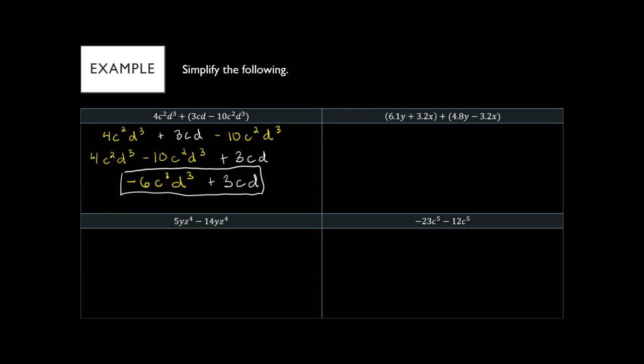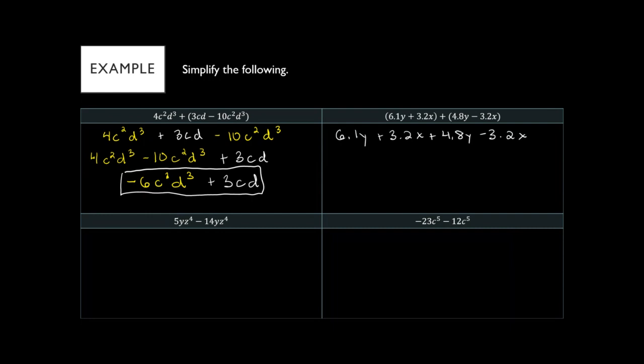Now on the right, we have 6.1y plus 3.2x plus 4.8y minus 3.2x. So we have decimals here. Same rules apply though. We don't have any numbers in front of the parentheses. We don't have a minus in front of the parentheses, so the parentheses are not needed, and I can just write it in a row. 6.1y plus 3.2x plus 4.8y minus 3.2x.